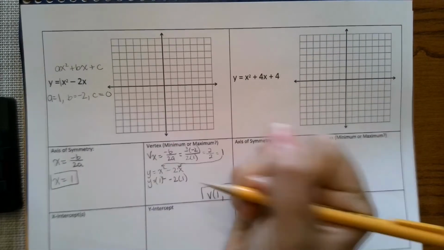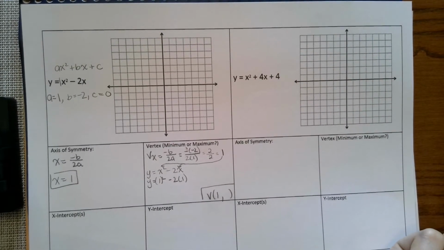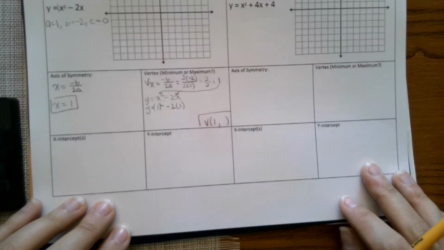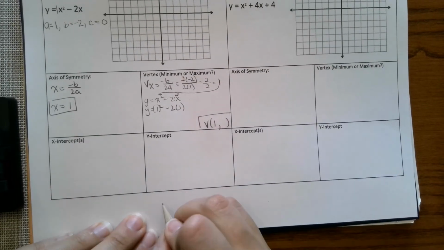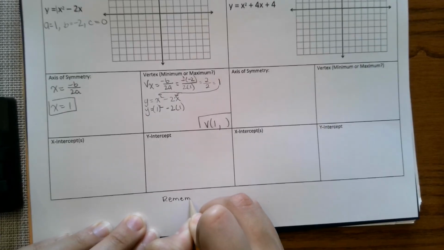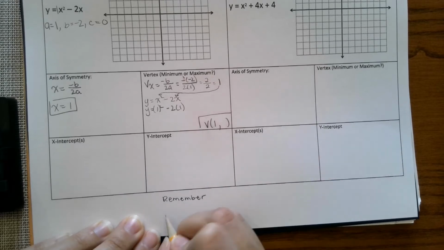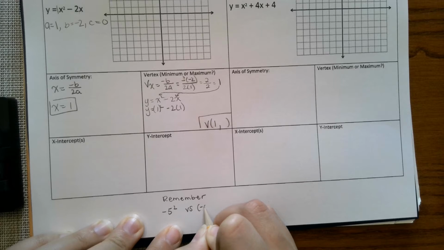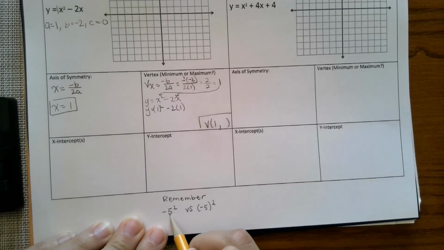You might want to get into the habit of using parentheses anyway, so that way you're always using them. But remember, for example, like -5 squared, not in parentheses, versus (-5) squared. So this is telling you the opposite of 5 squared.